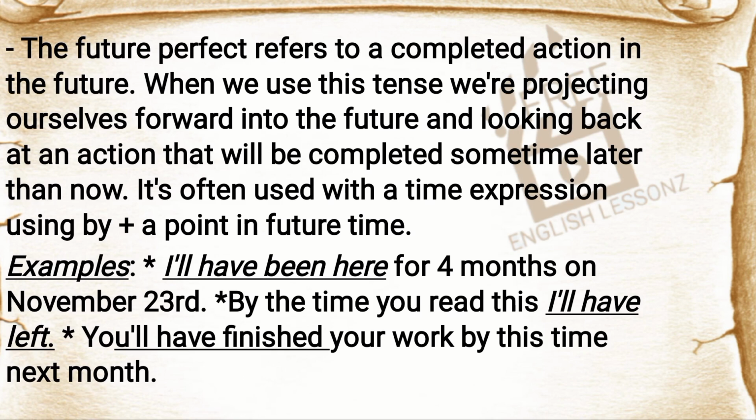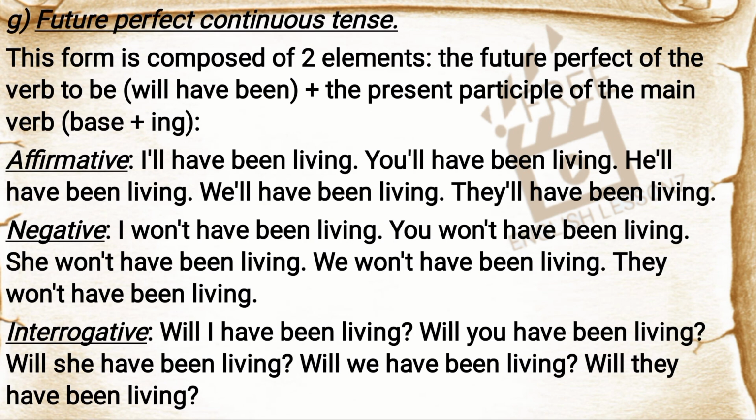Examples: I'll have been here for 4 months on November 23rd. By the time you read this I'll have left. You'll have finished your work by this time next month. G, future perfect continuous tense.